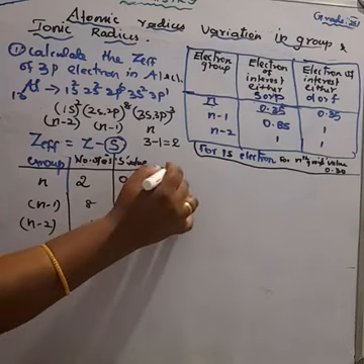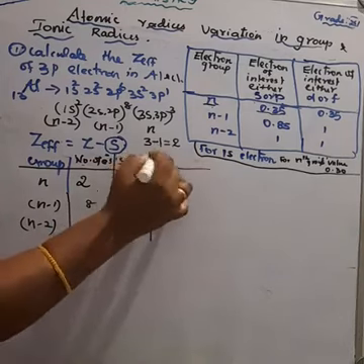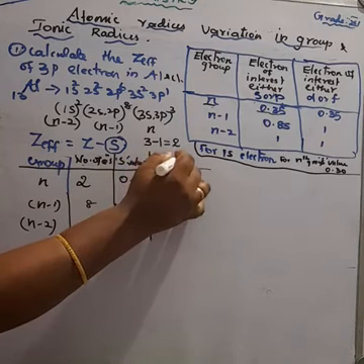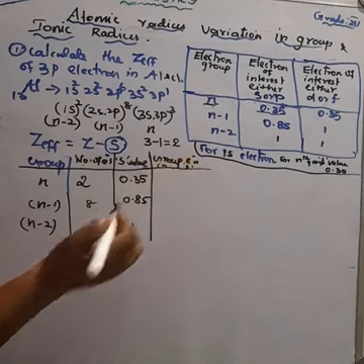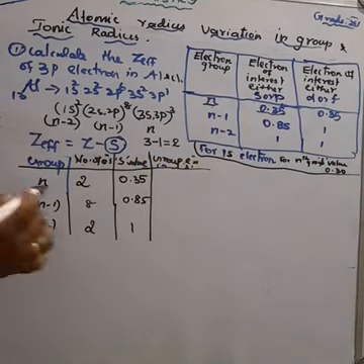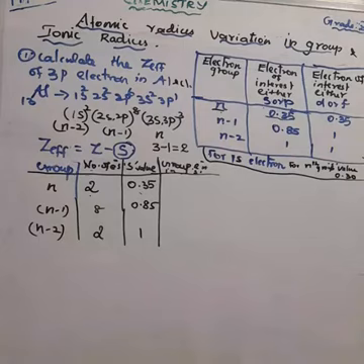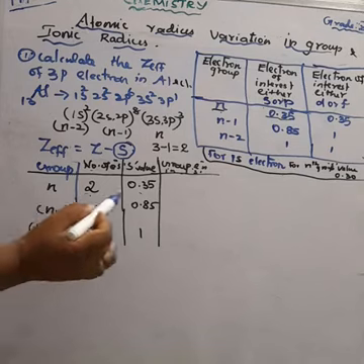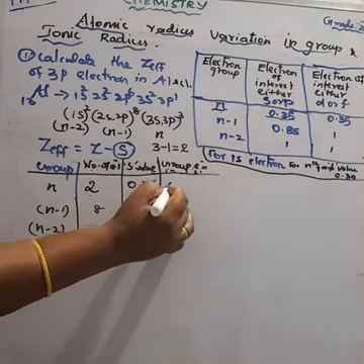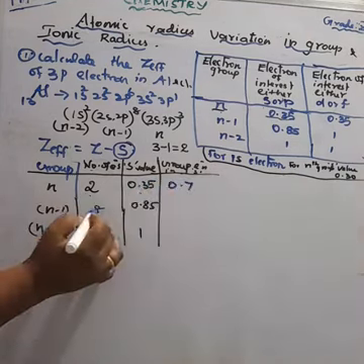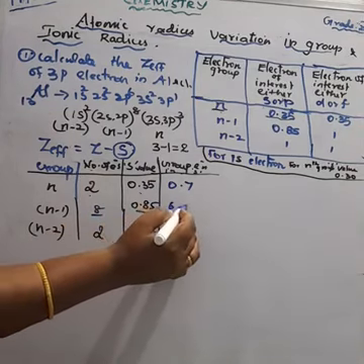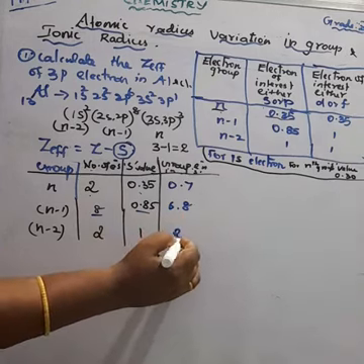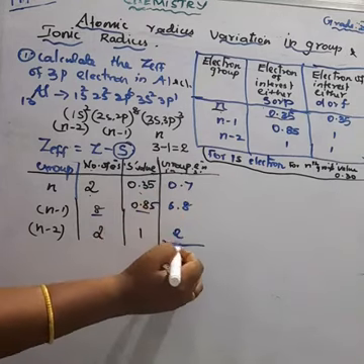Understood? I should multiply the total number of electrons and the value. Here for the nth group, the S value is 2 into 0.5, 0.7, and for the n minus 1 group, 8 into 0.85 we get 6.8, and 2 into 1 we get 2. By adding these 3 values we get 9.5.